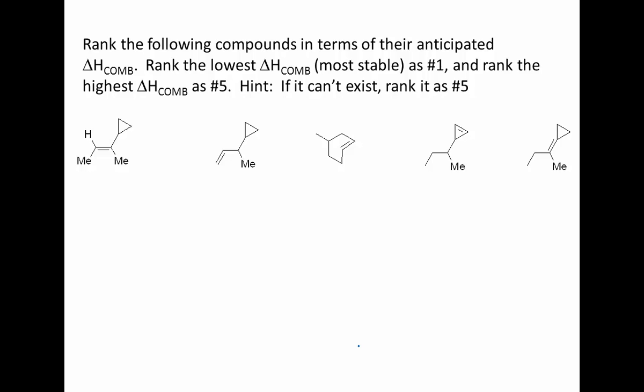All right, we're going to end this video with a problem here. You should pause it and go ahead and do the problem, but this is an important type of problem. Rank the following compounds as to their relative stability. Put the most stable one, or the lowest heat of combustion, as number 1, and the least stable one as number 5. Hint: if it can't exist, rank it as number 5. Right away, there's one here that can't exist at all. And this is the compound that has a trans alkene in a 6-membered ring. That's number 5.